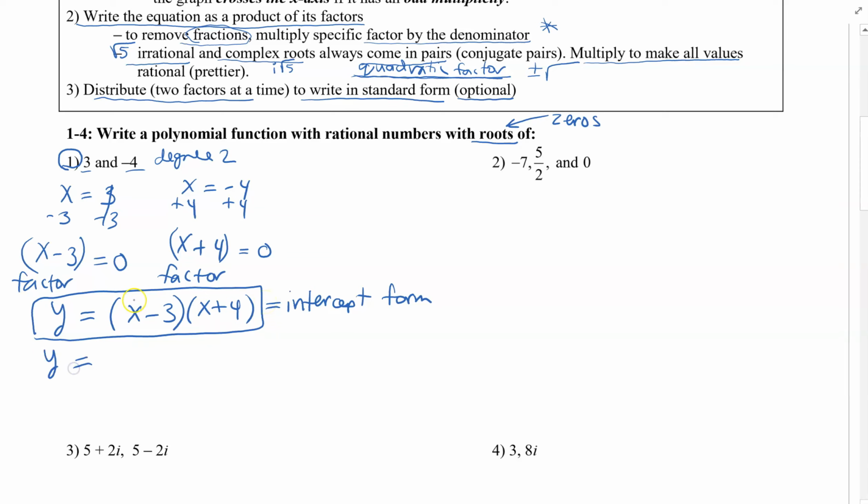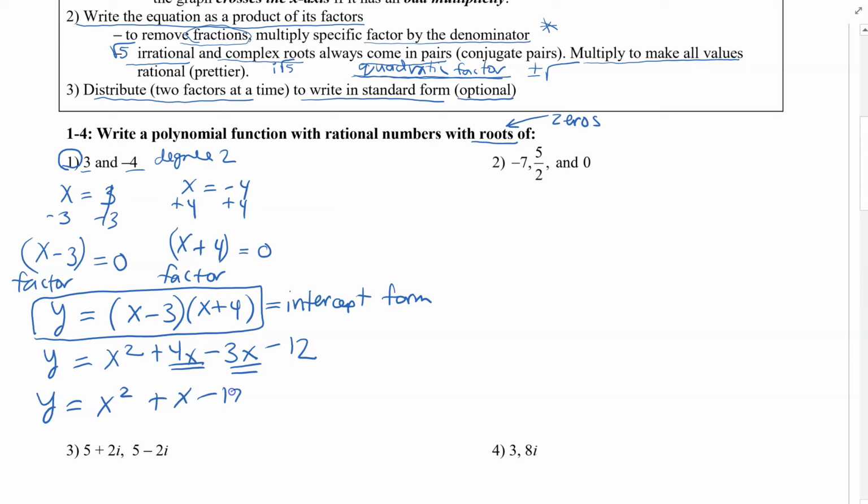So if I FOIL it out, x times x would give me x squared, x times 4, 4x, -3 times x minus 3x, -3 times 4 minus 12. I'll go ahead and combine those two middle terms because they are like terms. So that just creates 1x. 4 minus 3 is 1x.